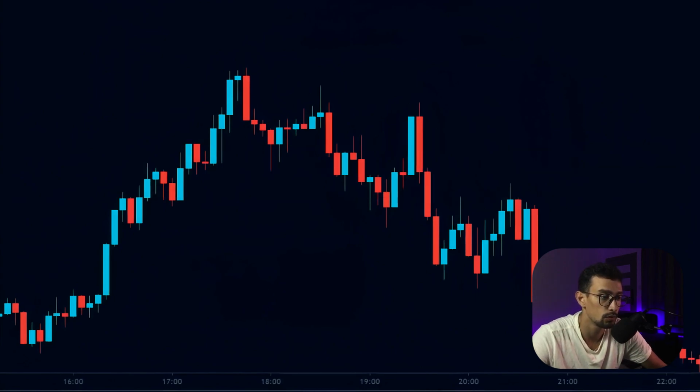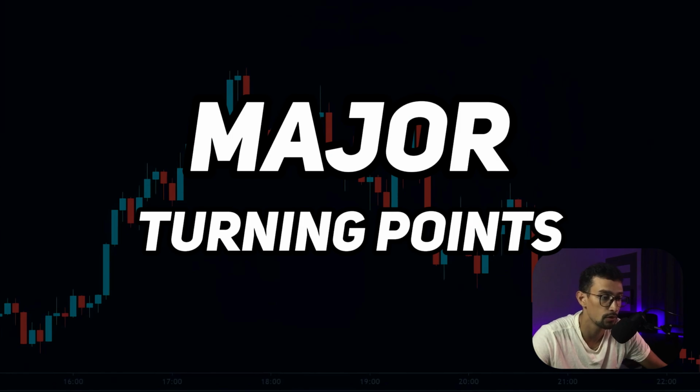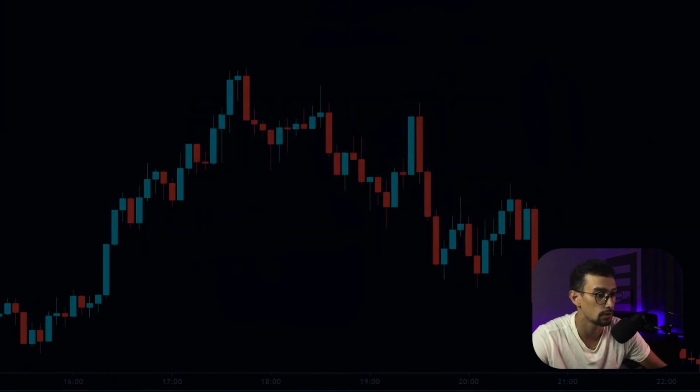These small 2 to 3 candle moves can't lead to a strong level. These are weak levels and will not act as barriers to the price. So we want to look for major turning points to plot the support and resistance levels.